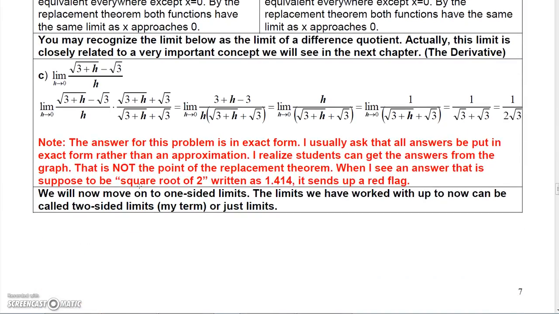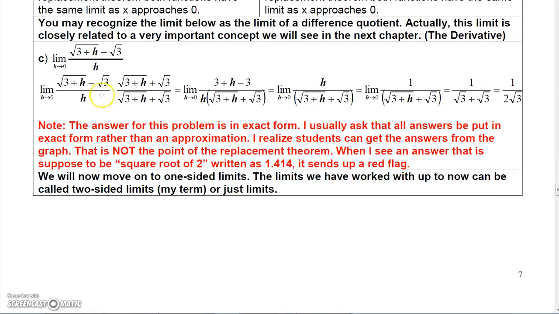Okay. Here's one more that you can look at. It's very much like the one I just did. And again, the exact form for this is 1 over 2 square root of 3. So you can give this one a try. The only difference is I used h instead of x for the variable. But basically, it's another example of a rationalization technique.